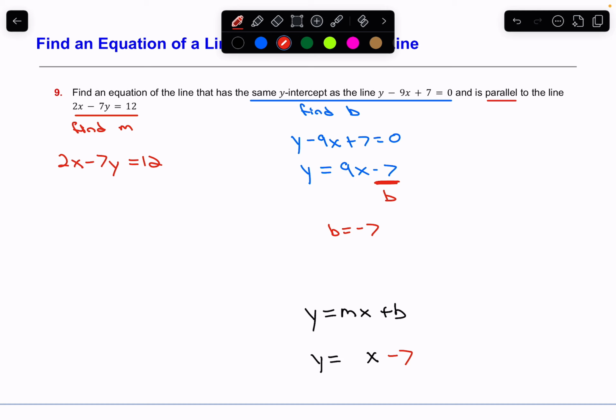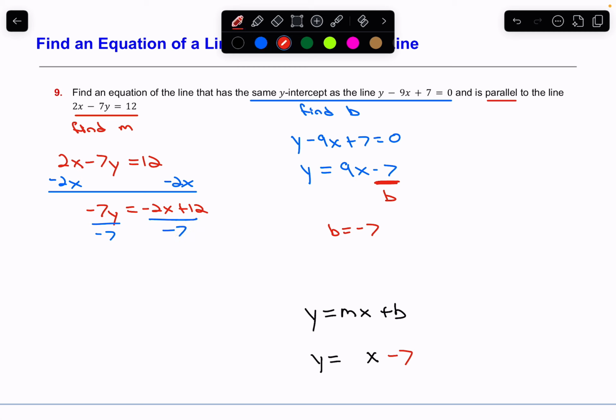So in order to do that, a couple more steps to do this one than the other one. I'm going to go ahead and subtract 2x from both sides. So I have negative 7y equals, and on the right side, it says 12 minus 2x, but I'm going to write it as negative 2x plus 12, because it's better to have the x on the left. And then I'm going to divide everything here by a negative 7.